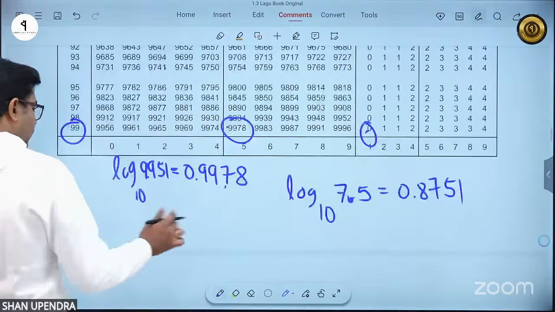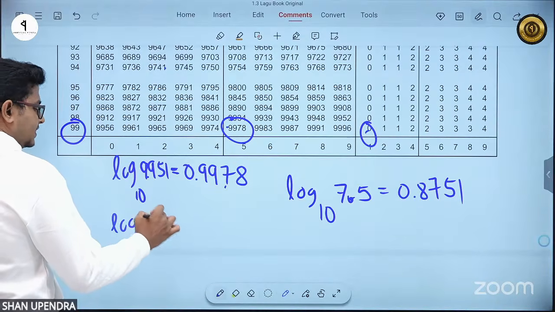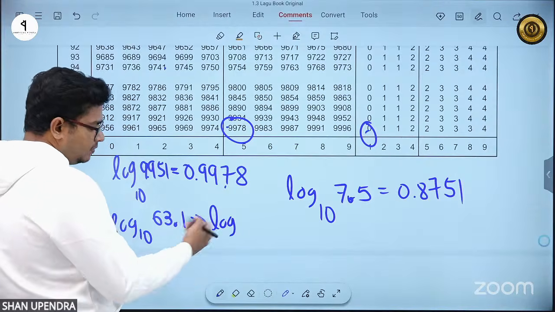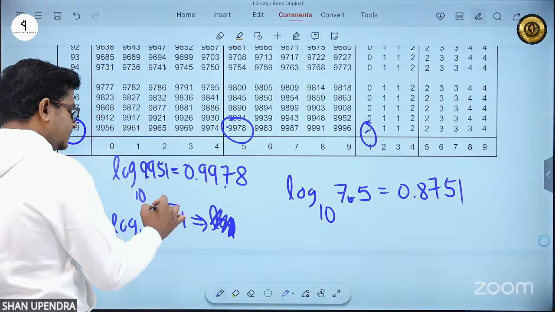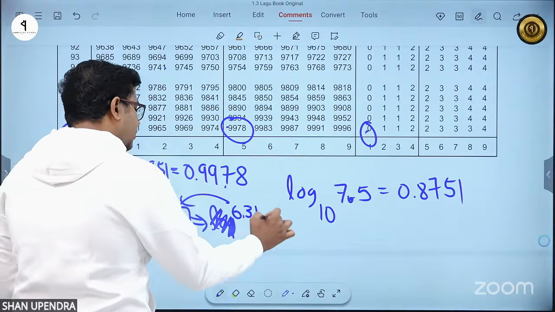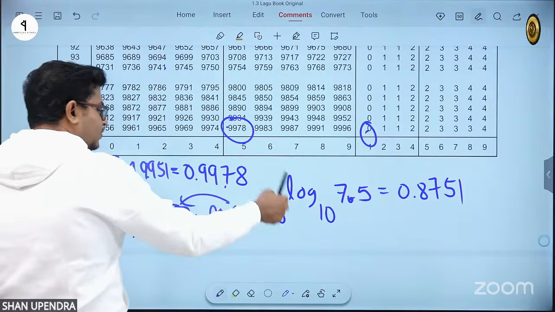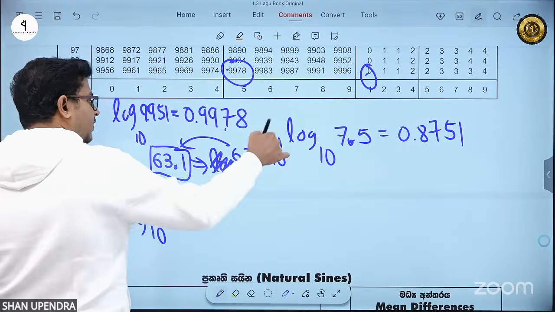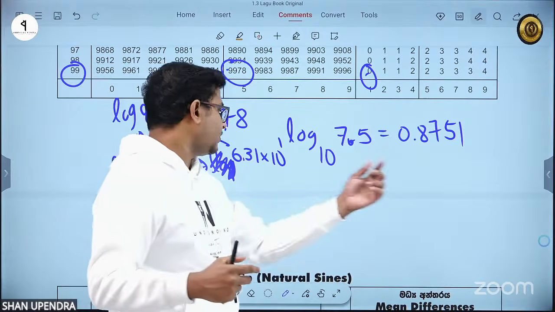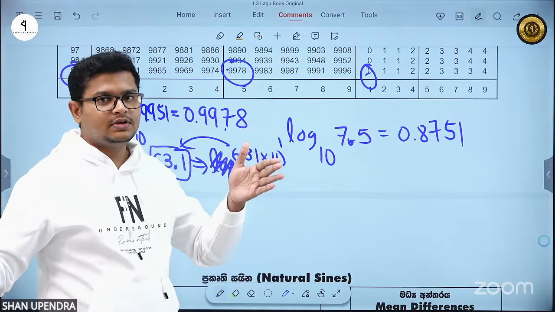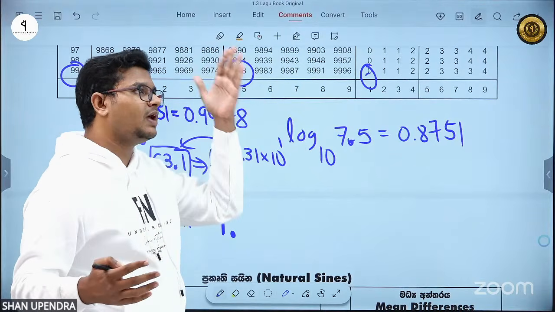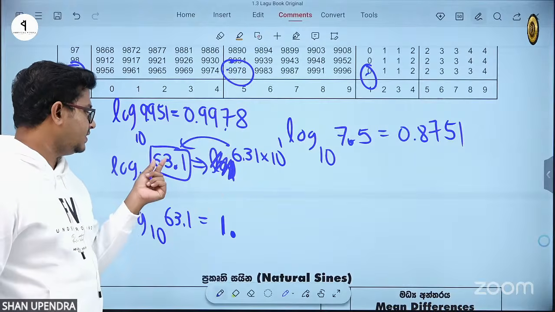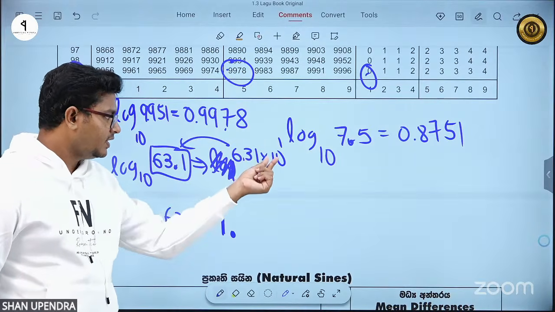Let's take I need log base 10 of 63.1. You can represent this 63.1 as 6.31 into 10 to the power 1. Because of that, we can directly write that log 10 of 63.1 is 1 point something. I told you, if you take any value between 10 and 100, it's 1 point something. If you take any value between 100 and 1000, it's 2 point something. So using this base 10 to the power value, 63.1 is 6.31 into 10 to the power 1, so it's 1 point something.